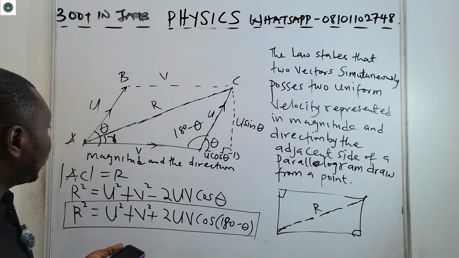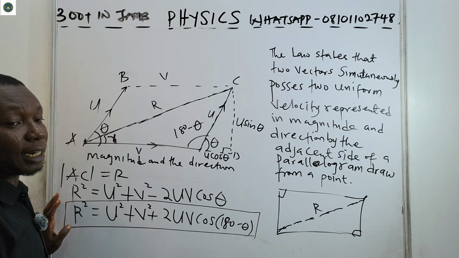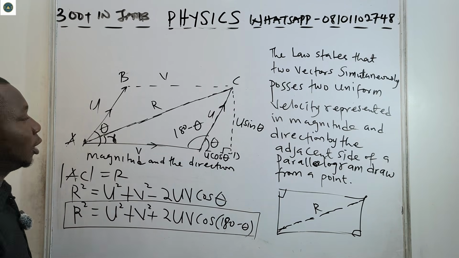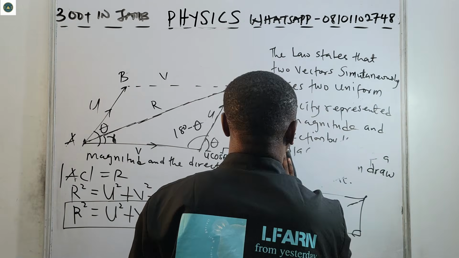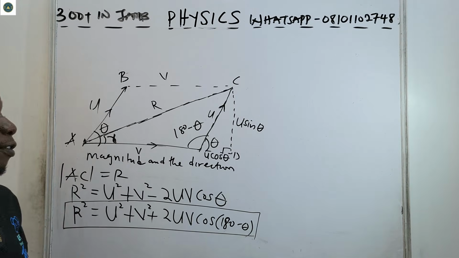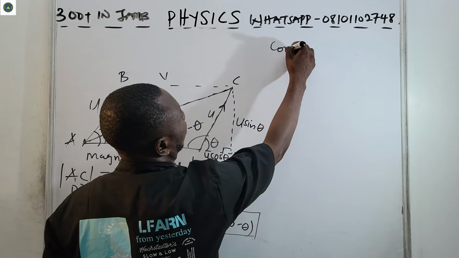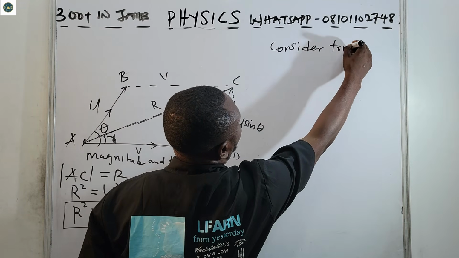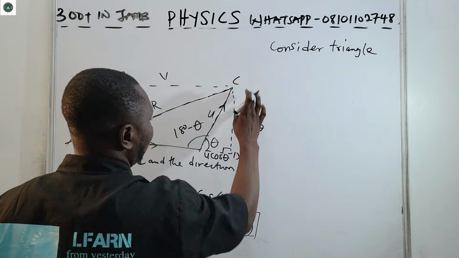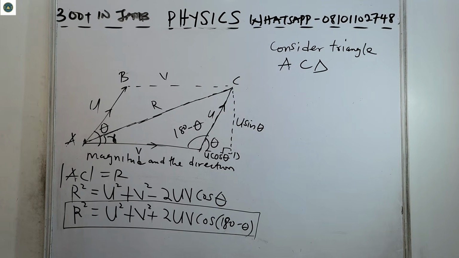All right. Now, we know how to get the resultant. The next thing is, how do you get the direction? You can get the direction using gamma. So let's find the direction. For us to get the direction, we consider triangle ACD. It's a triangle.